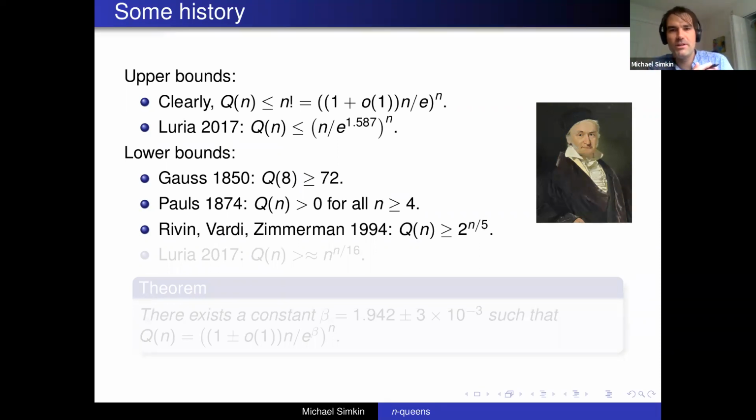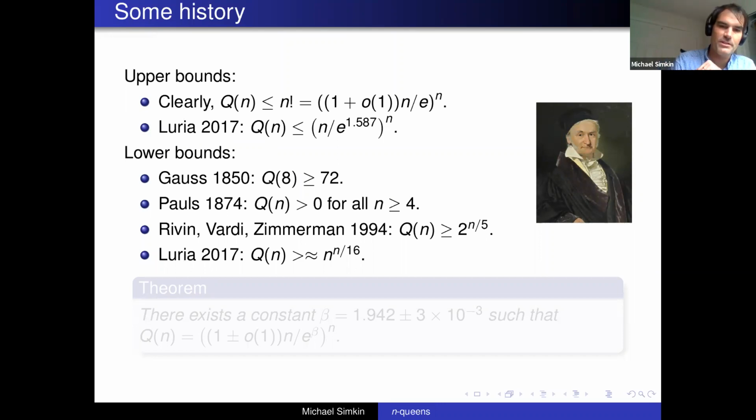For example, this one from '94, which is an exponential lower bound on Q of n. Though I haven't written it on the slide, this bound and also this super exponential bound from 2017 don't actually hold for all values of n. They require n to satisfy some arithmetic condition. So basically, until just a few months ago, there were no lower bounds on Q of n that were bigger than like 17 that held for all values of n.